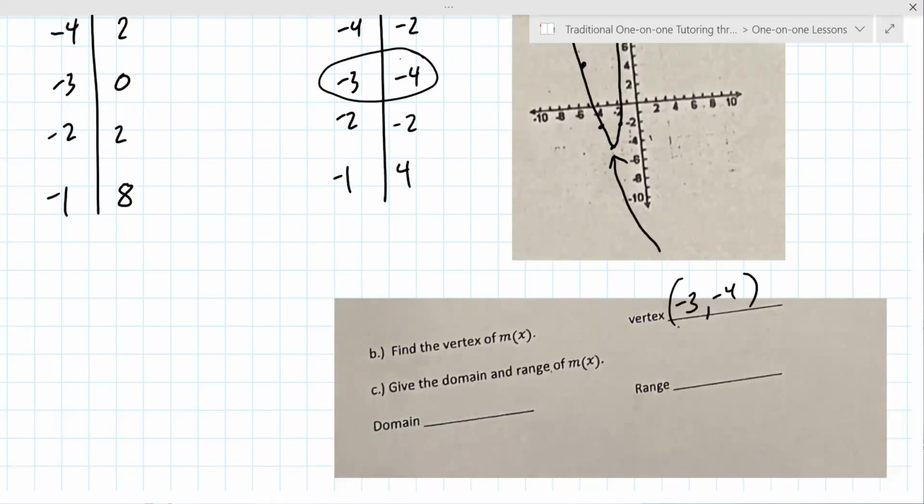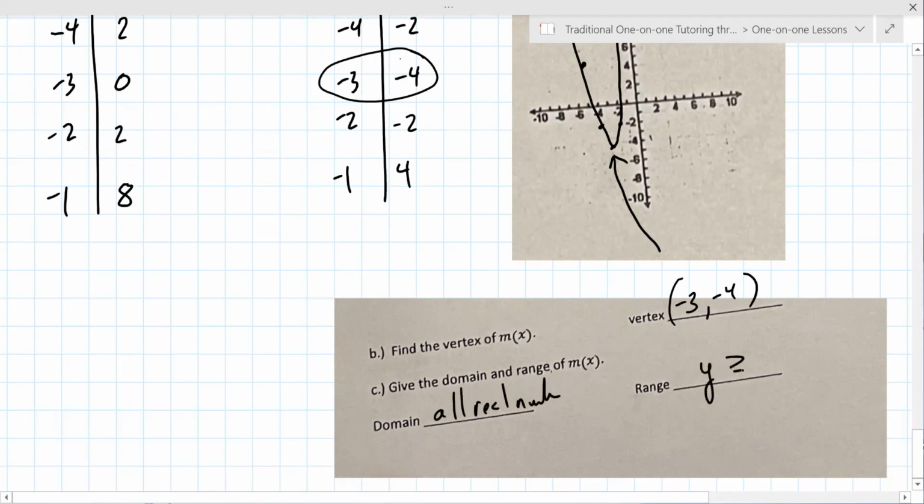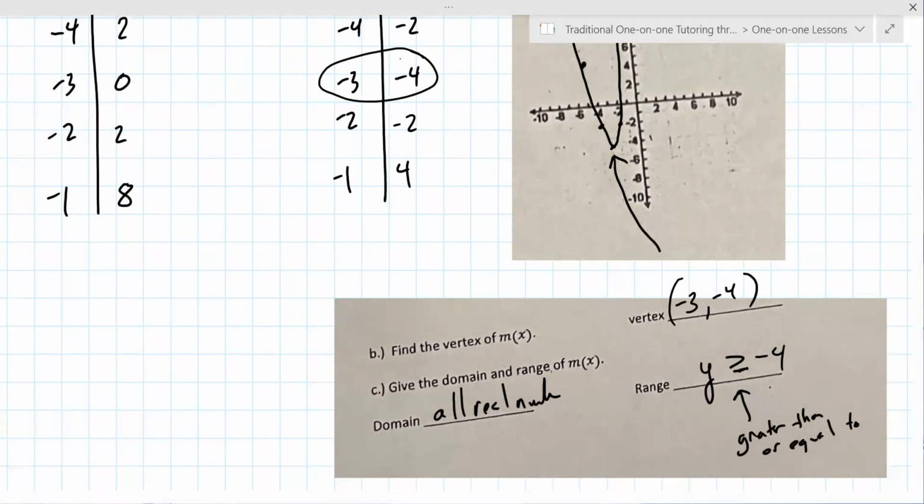Okay, and the domain is all real numbers. The domain is always all real numbers as far as we're concerned. And the range is y greater than or equal to the y value from the vertex, negative 4, which means it could be exactly that value.